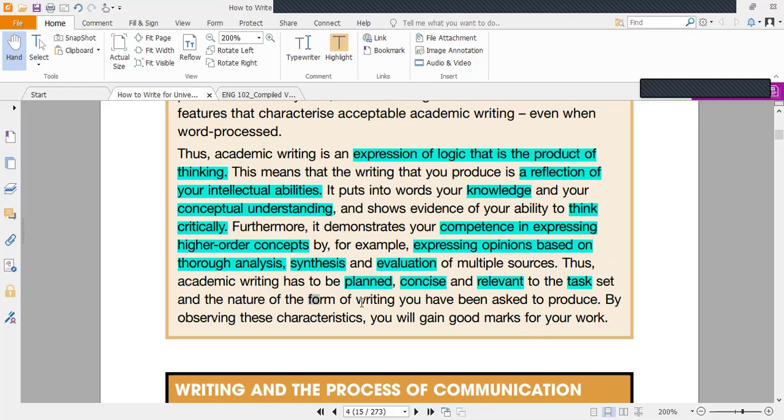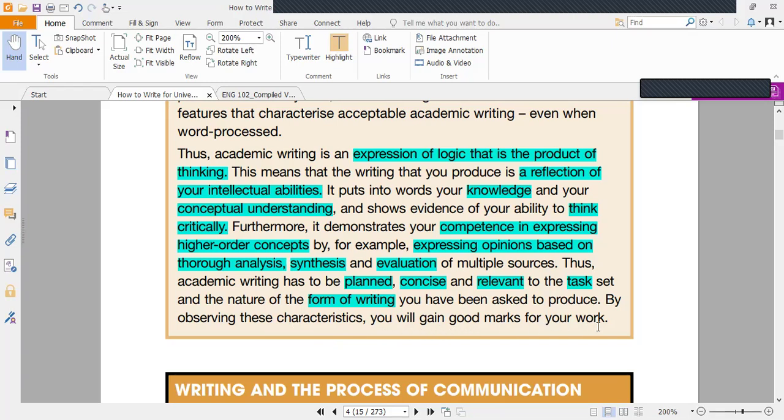Look, form of writing. Are you writing a story? Are you describing something? Are you reasoning, making a case, arguing? Because your teachers sometimes might ask you to write a narrative essay. They might ask you to write a descriptive essay. They might ask you to write a cause and effect essay. They might ask you to write an explanatory essay. So what you write depends on what your teachers assign you, because academic writing takes place in the university setting, classroom setting. Your teachers assign you and you write accordingly. By observing these characteristics, you will gain good marks for your work.